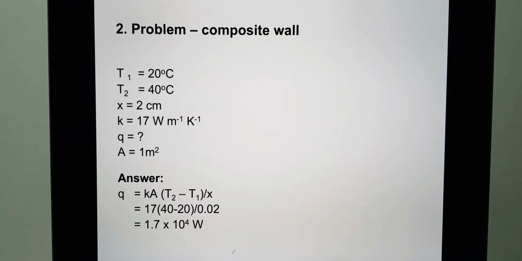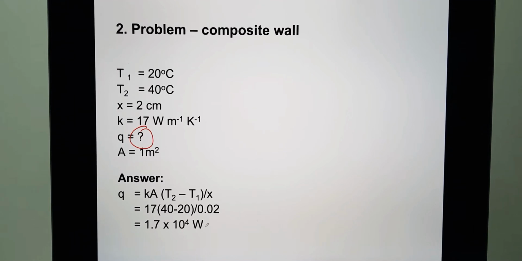Okay, and then this one is another example of a single composite wall. It is given that the temperature at one face, T1, is 20 degrees Celsius and the temperature at the other face is 40 degrees Celsius. Thickness is given as 2 centimeter. Thermal conductivity is given as 17 watt per meter Kelvin. So you need to get the value for Q. The A given is 1 meter square and you need to use the equation again, Q equals Ka delta T over X.